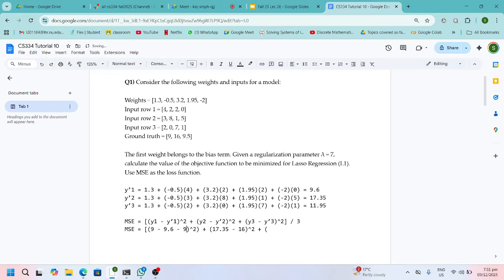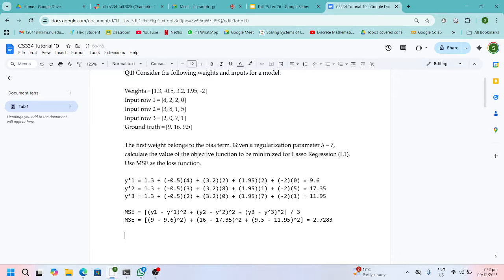Convention हमने ये वाली follow किया, actual minus predicted. So I don't want this to be confusing for you. The last actual value is 9.5 and the third predicted value is 11.95. So I will take the square of that. And then my answer comes out to be 2.7283. So this is what my MSE is. Are there any questions up until this point?